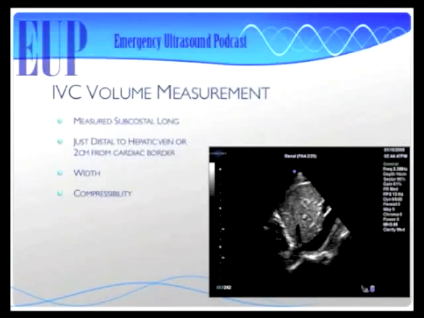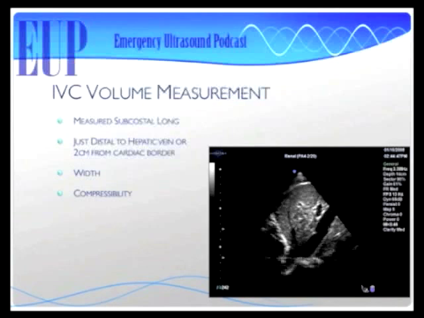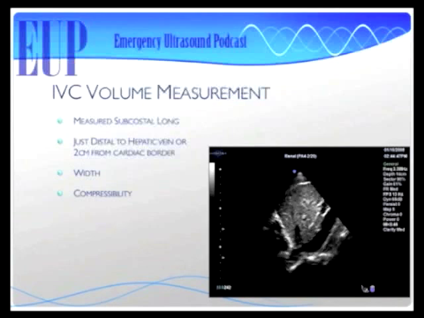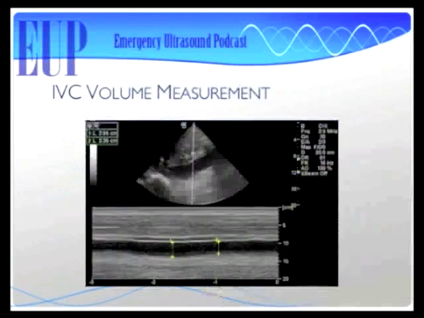And I often do it in M mode. If you can't see the hepatic vein, you can just basically go 2 centimeters from the heart border and then put M mode through it, just like this. And you can ask the patient to take a sniff, or if they're breathing fairly aggressively, you can just measure it and look at the differences in their respiration.